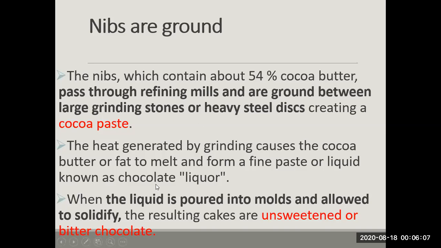Okay, and then the chocolate liquor or chocolate paste is produced. And if this paste is poured into molds, then we can get one kind of chocolate that is called unsweetened or bitter chocolate.